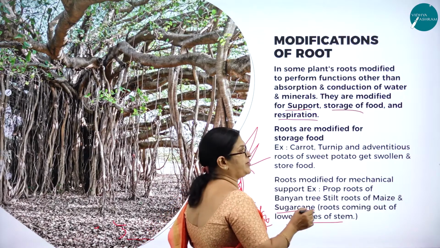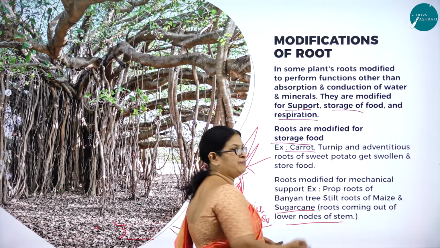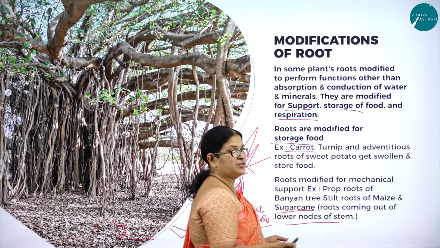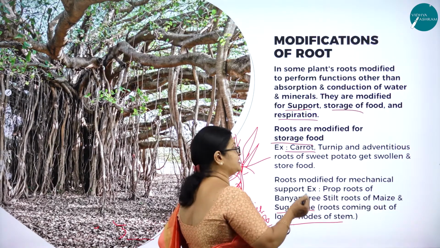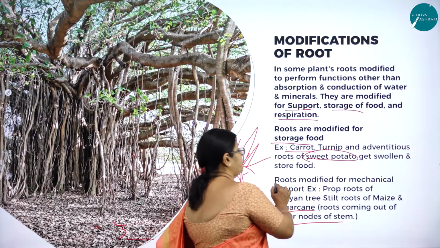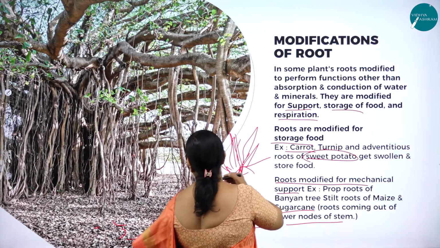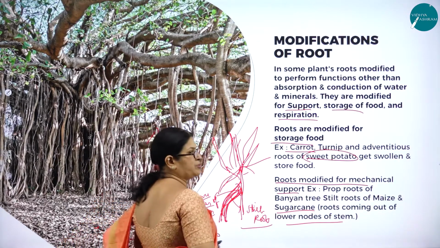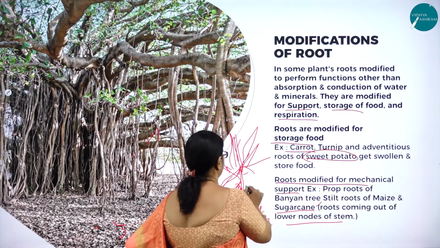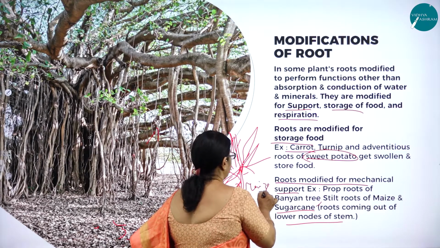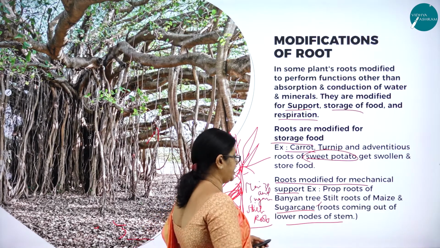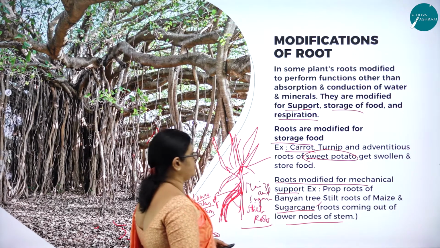So roots are modified for food storage. You can take an example of carrot, turnip, and adventitious roots modified. It is also nothing but a root modified, but it is an adventitious root, for example sweet potato. Then roots modified for mechanical support. A beautiful picture you can see about the prop roots of the banyan tree. So the prop roots of banyan tree, stilt roots of maize and sugarcane, roots coming out from the lower nodes of the stem.